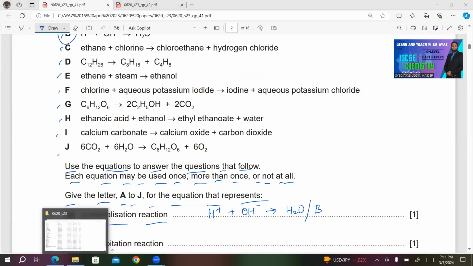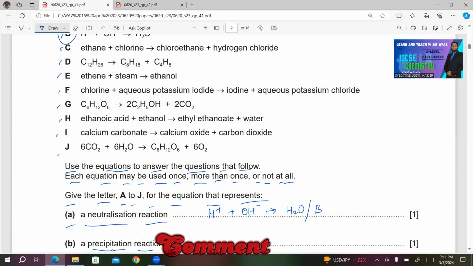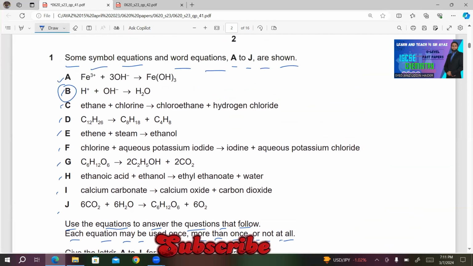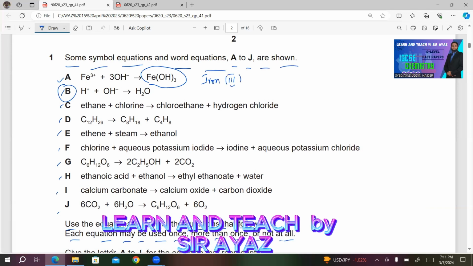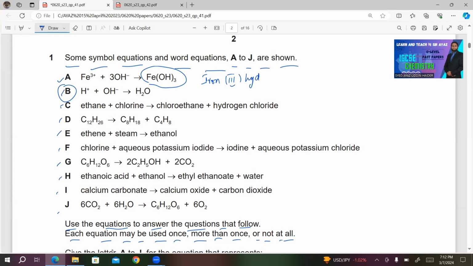B, a precipitation reaction. What is a precipitation reaction? A precipitation reaction involves the formation of an insoluble solid. If you look at all the reaction equations, in equation A, I can see Fe(OH)3, which is iron(III) hydroxide. It is insoluble in water, which means it will form a precipitate, meaning it exists as a solid.